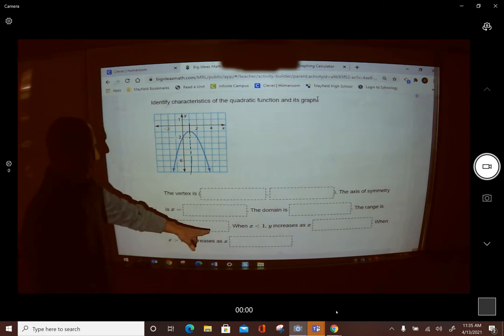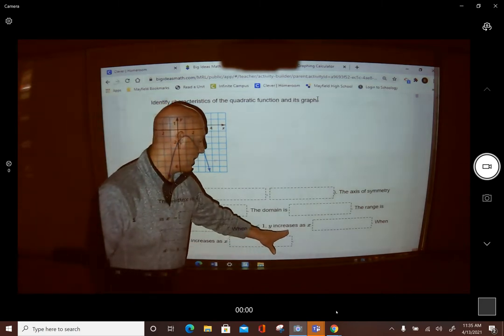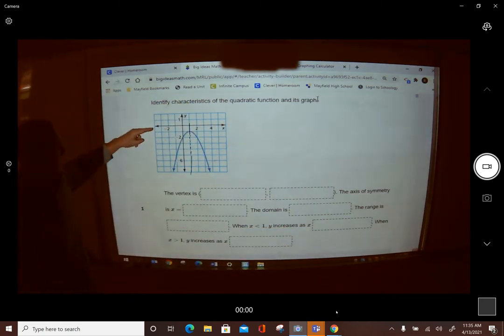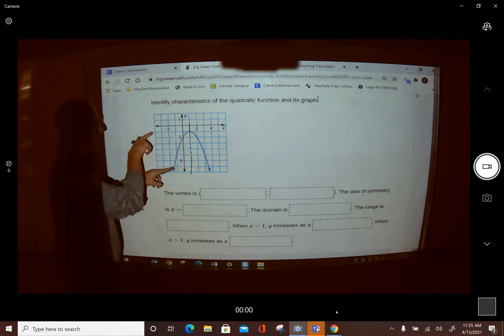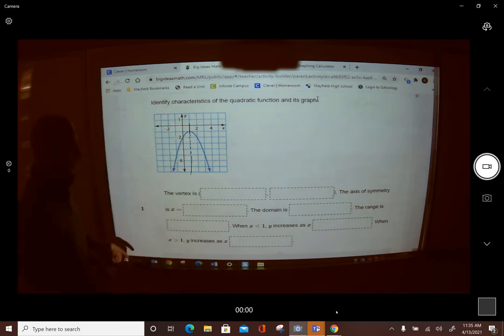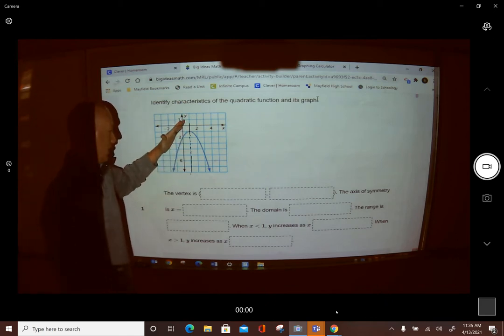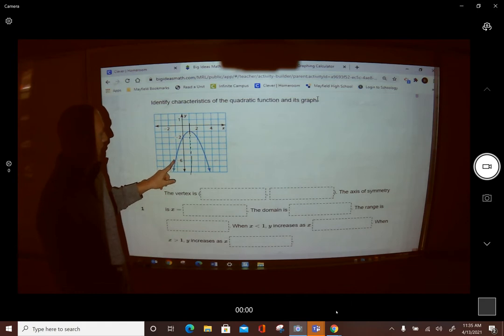So when x is less than 1, y increases as x, well, isn't y going up as x is going up? So y increases as x increases. The wording's a little weird, okay? But we're only looking at when it's going up, it's increasing. So this graph is going up as x is increasing.